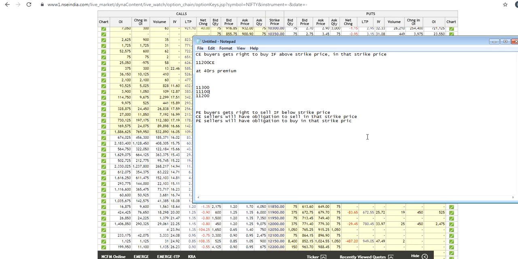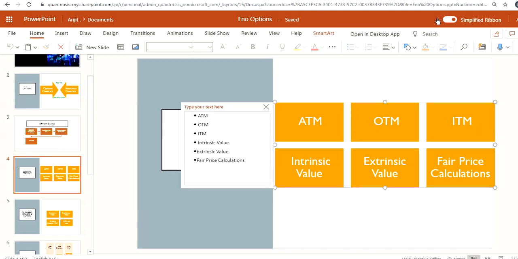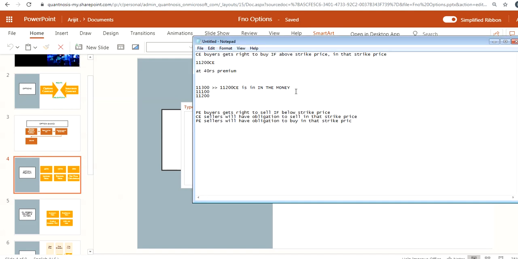Since you bought a call, if it's above 11,200, then your 11,200 CE is in the money, or ITM in short. Now if the price goes to 11,100, then the 11,200 CE becomes out of the money.